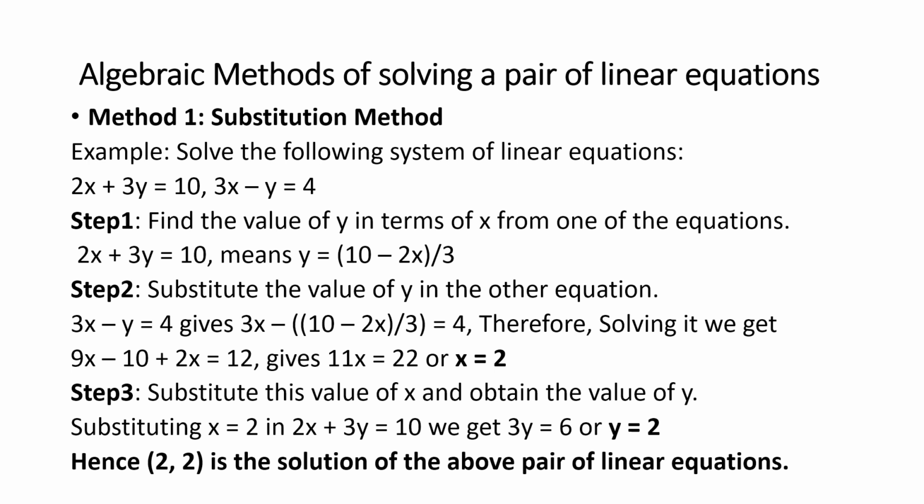Now let us take an example and see step by step how to solve it. Solve the following system of linear equations: 2x + 3y = 10 and 3x - y = 4. The first step is to find the value of y in terms of x from any one of the equations. So we make y the subject of the formula. So 2x + 3y = 10 will give y = (10 - 2x)/3. The second step is we substitute the value of this y in the other equation. The other equation is 3x - y = 4.